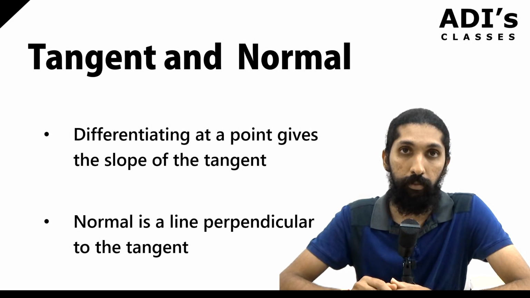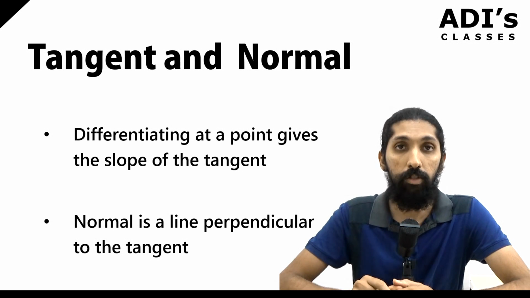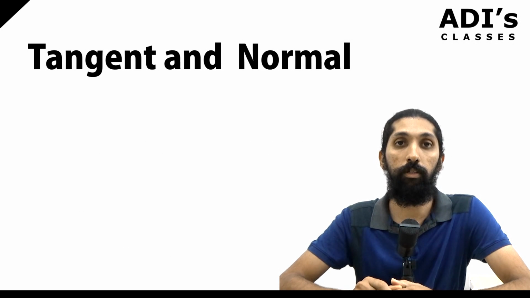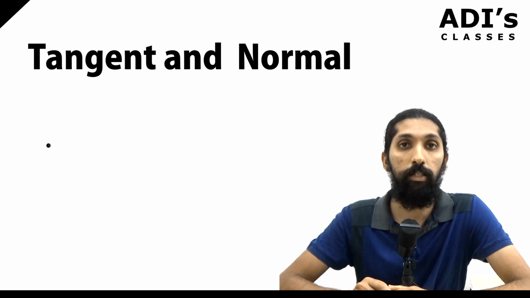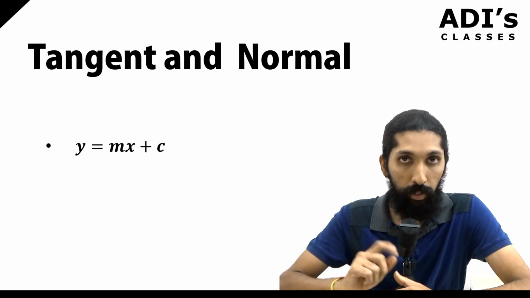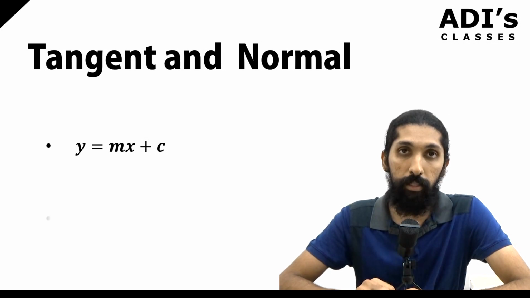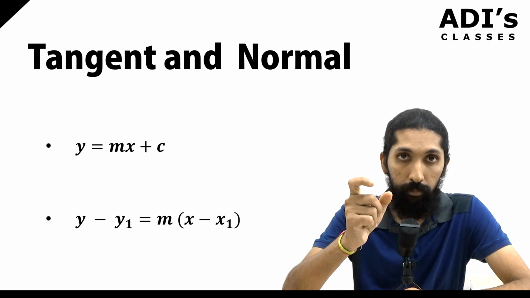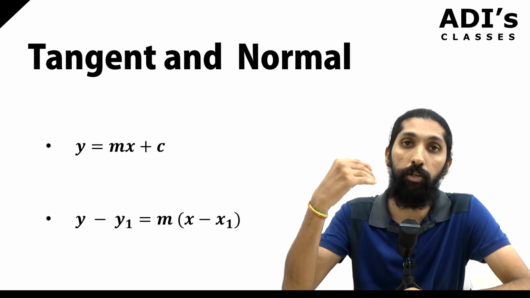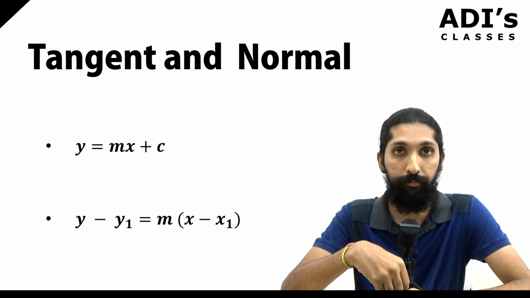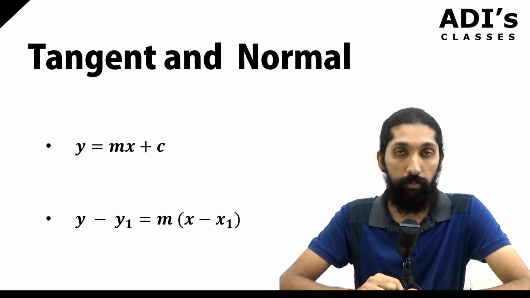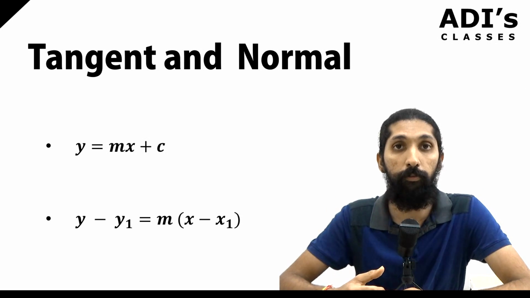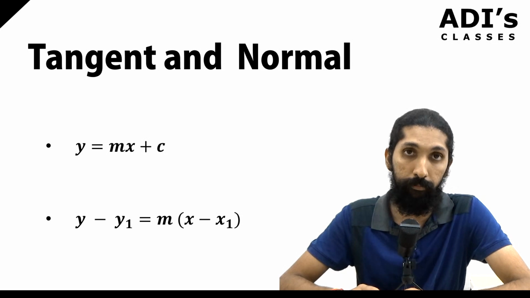To solve any sort of tangent and normal type of question, we used the concept of straight lines, which is y = mx + c, or y - y1 = m(x - x1), where m is the derivative, and you apply the value of the derivative there, isn't it? This was one. Now, for normal, we use the concept that the product of the slopes is -1.